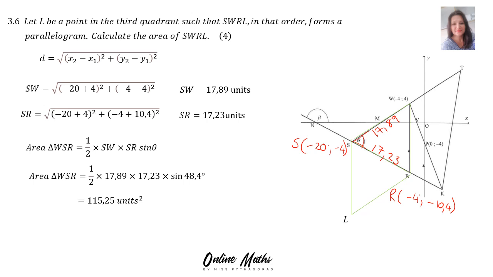But they want the area of SWRL, the big thing, so it's two triangles. So you times it with 2 and you get the area of the parallelogram 230,5. And then where's the marks? The marks are the length of SW, the length of SR, substitution into the area rule, and final answer.